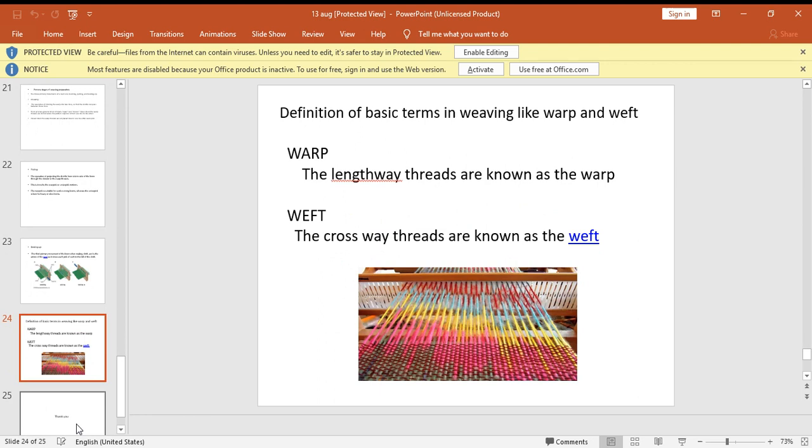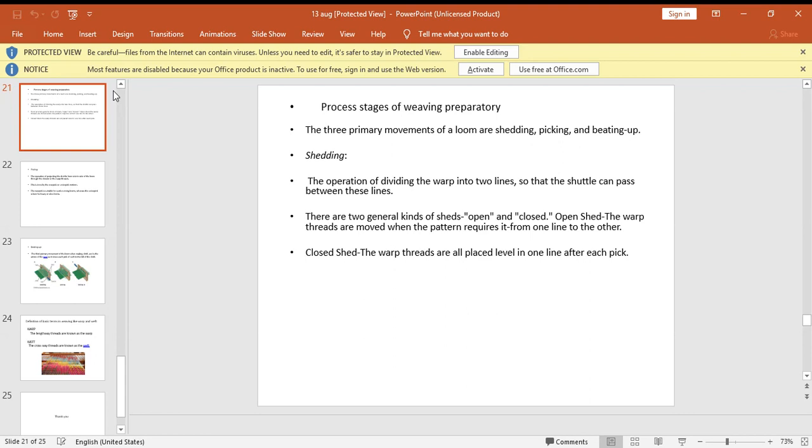The definition of basic terms in weaving like warp and weft we already learned. So the yarns are already placed parallelly. The lengthwise threads are called warp, and the weft yarns, inserted by the shuttle through the reed, are the crosswise threads known as weft. So these are the objectives of today's class. So the elements of fabric manufacture we learned.